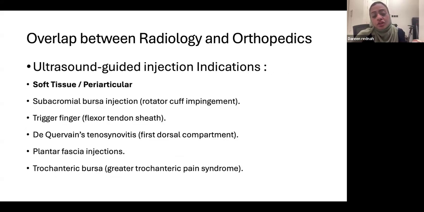Okay, what about the soft tissue and para-articular? In the subacromial bursa, we identify the impingement of the rotator cuff and the inflamed bursa, and we give the injection there. In trigger finger, we identify the flexor tendon sheath, A1 pulley, and we give the injection. In De Quervain tenosynovitis, we identify the first dorsal compartment. In the plantar fascia injection or trochanteric bursa, where the greater trochanter is identified and the bursa can be seen, we see the needle going into the bursa and we give the injection.